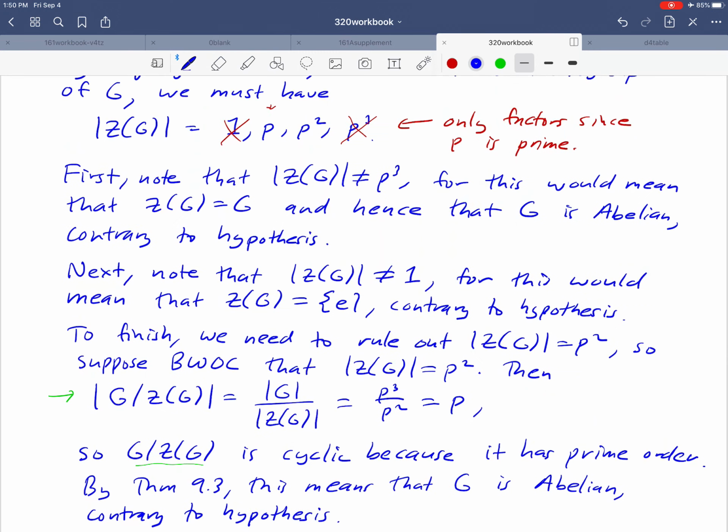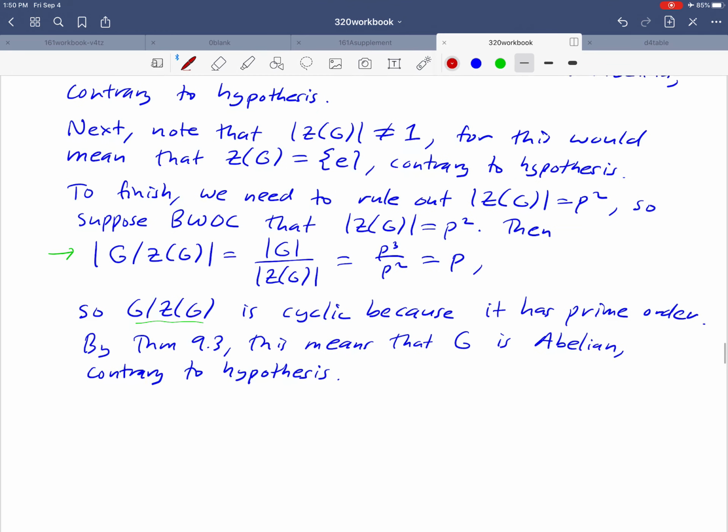Looking back at our list, we have just ruled out the possibility that Z of G equals p squared. That led us to the conclusion that G is abelian, which we know it can't be. The only possibility that's left is that the order of Z of G has to be p. And we're done.